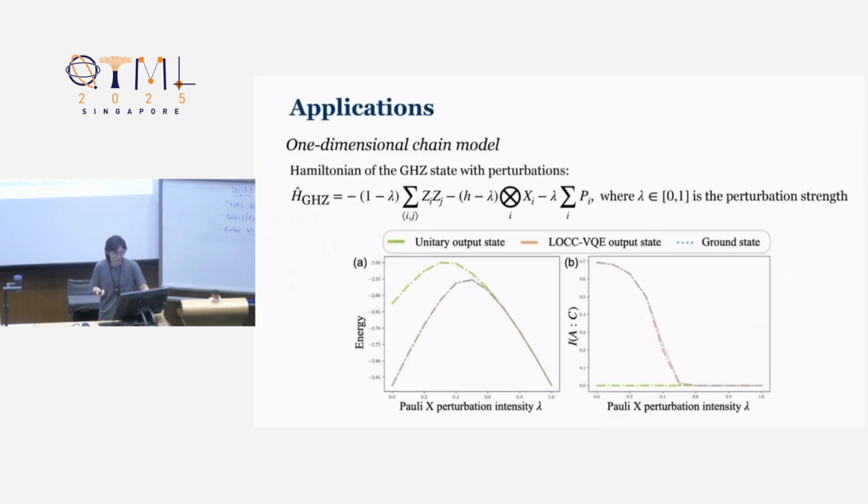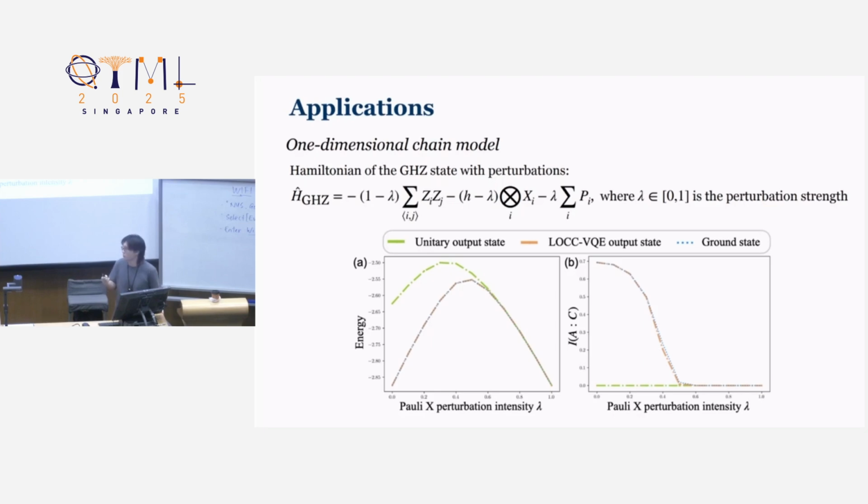Lastly, I will show some examples. The first one is the GHZ state we just mentioned. We put it in a 1D chain model, and we add some perturbation to show that it's robust to a range of different models. Here we add an external magnetic field, with strength labeled by lambda from 0 to 1. The left-hand side is the estimated ground state energy. The blue part is the unitary VQE, and the orange part is our method, LOCC-VQE. We use the same depths for a fair comparison. And the blue dashed line is the true value of the ground state energy.